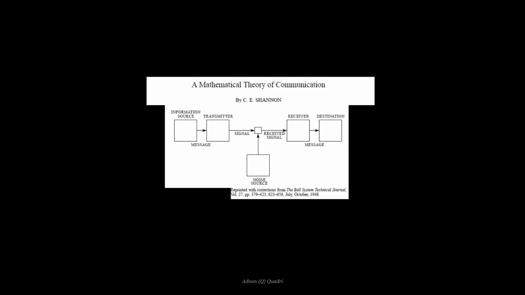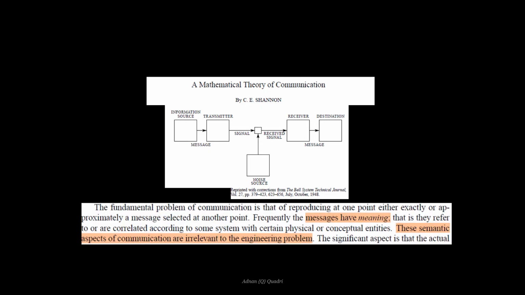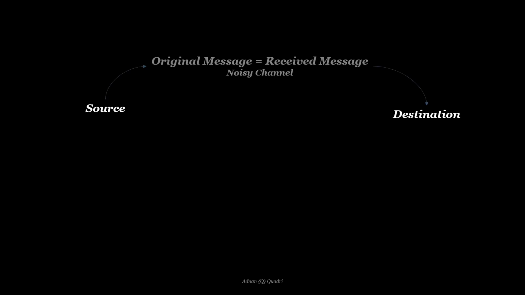The classical communication model proposed by Shannon in his seminal paper, A Mathematical Theory of Communication, does not consider the semantics of a message relevant. Instead, the model is primarily focused on reproducing the message exactly as it is from the source to the destination.